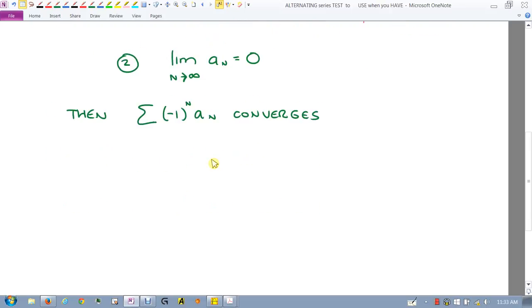So let's see it in play. Classic example here. 1 minus a half plus a third minus a fourth plus a fifth minus a sixth plus dot, dot, dot. What does that series look like? What series is that similar to? We've seen this before, but not with the minus in there. That looks like 1 over n, doesn't it? That looks like a harmonic series. What do harmonic series do? They diverge. But see, this is not a harmonic. This is what we consider to be an alternating harmonic.